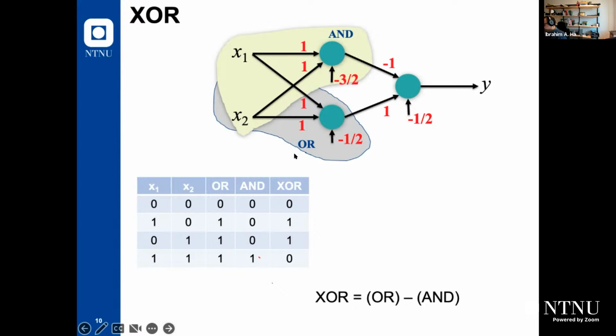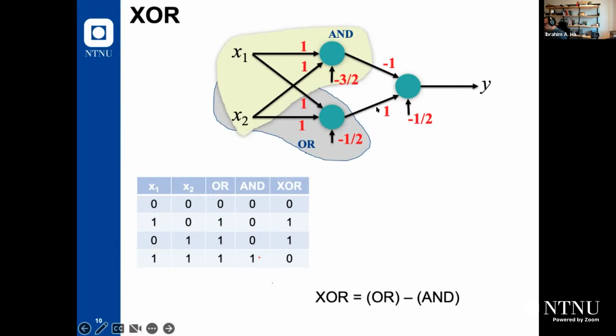For the OR, it will be the same. The input will be x1 and x2. The weights will be the same, 1, 1, and the bias will be -1 divided by 2, -0.5. So the top one will be AND, and the bottom one will be OR. And at the end, we need to subtract. If you want to get XOR, as you can see here from this truth table, XOR will be OR minus AND, right?